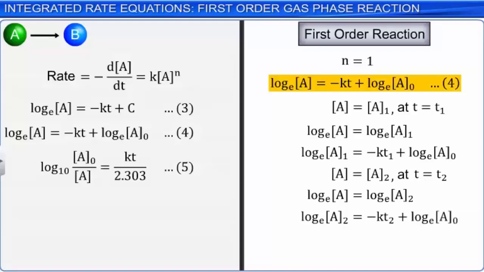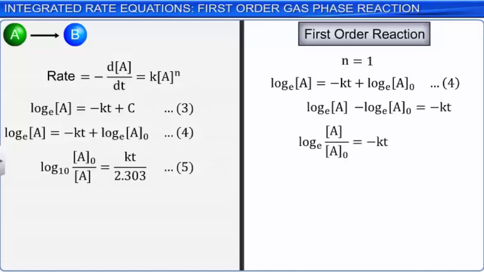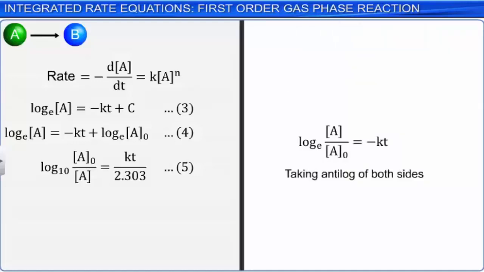We can also represent equation 4 as log concentration of A to the base e minus log concentration of A0 to the base e is equal to minus K multiplied by t, or log concentration of A divided by concentration of A0 to the base e equal to minus K into t. Taking antilog on both the sides, we get concentration of A is equal to concentration of A0 into e to the power minus Kt. Let this be equation 6.